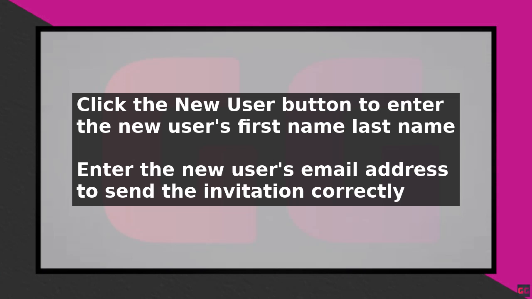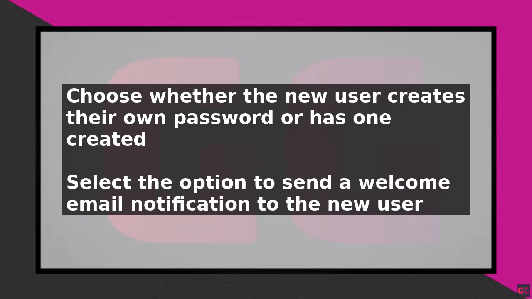To add a new admin, click the New User button, which allows entry of the new user's first name, last name, and email address. It's crucial to use the correct email address, as this is where the invitation will be sent. Scrolling down, there's an option to choose whether the new user should create their own password or have one created for them, along with the choice to send a welcome email notification.